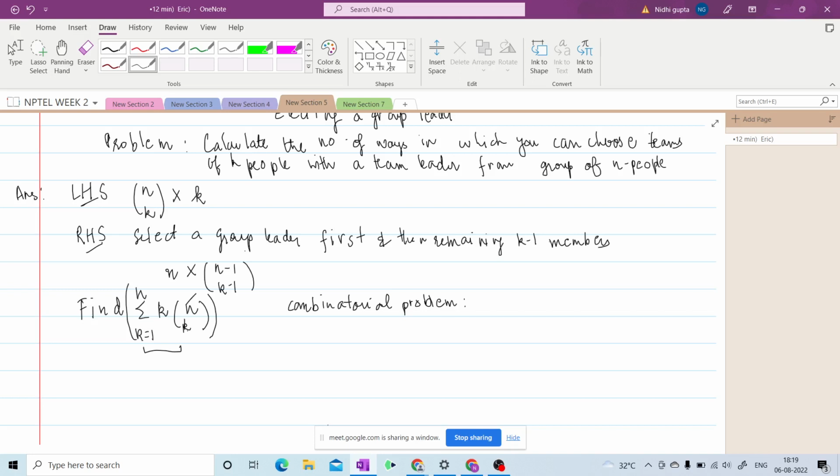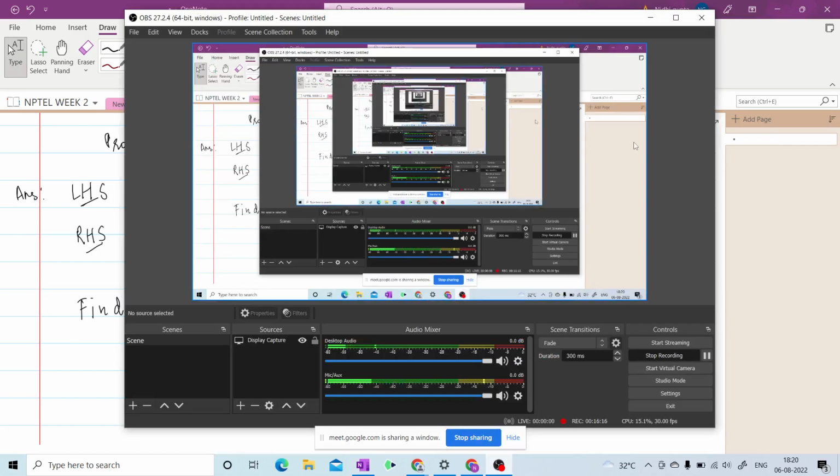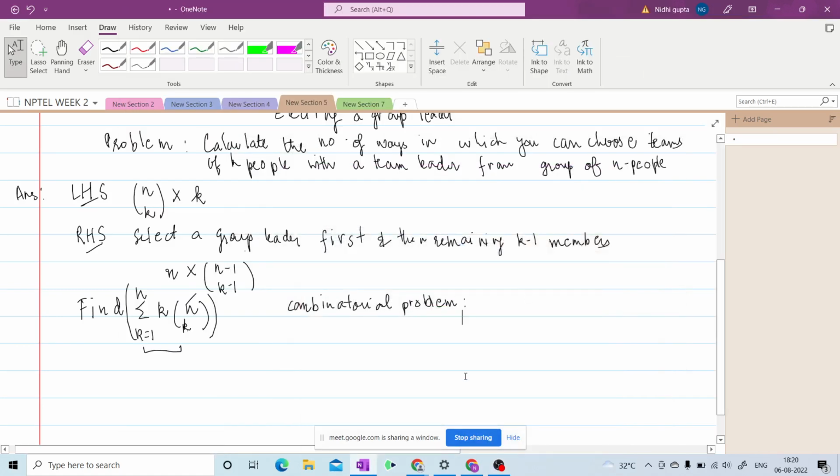Any suggestions? Okay. Does anybody have a suggestion? Okay. So we can see that it will become n into 2 raised to the power n minus 1. Okay, this is the answer.